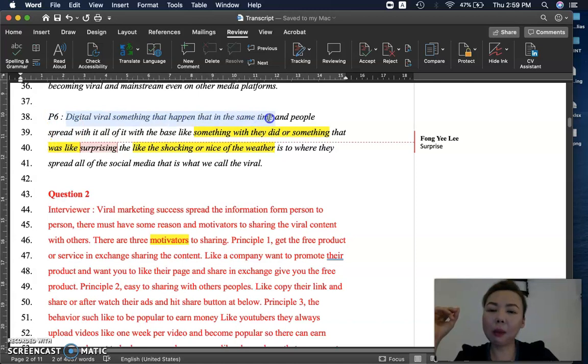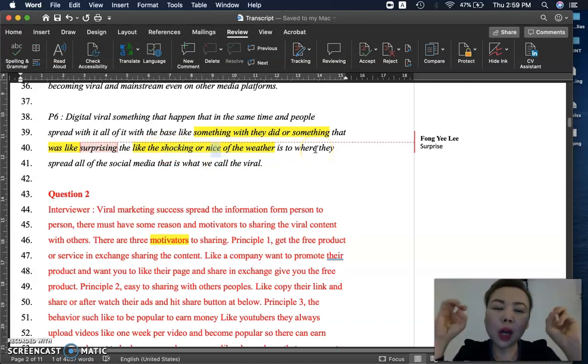Digital viral is something that happened in the same time and people spread with it, all of it with the base, like something that they did or something that they like. Surprisingly, the shocking or nice of the viral is where they spread all the social media that is what we call viral. Well, we don't look at the grammar of the sentence, okay? So we try to understand what are the things that this respondent or the participant is trying to say. He's trying to say, right, people share and make it viral when they encounter something that is surprising and something that is shocking or nice to see.